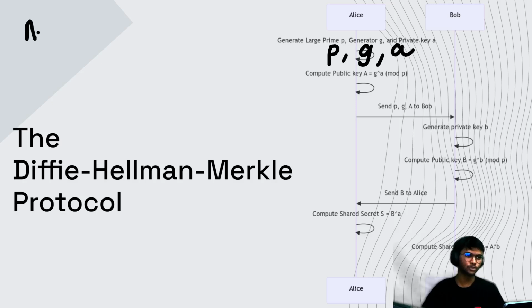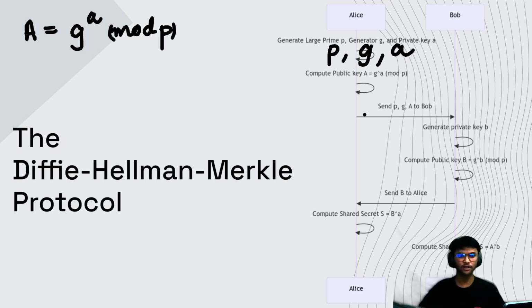Alice will now compute their public key, which is given by the formula G raised to A mod P. Alice will now send this P, G, and this public key A over to Bob, as per this UML sequence diagram. All right. Notice that Alice did not send little a, because that's their own private key, that's their secret, and it will only be with Alice.